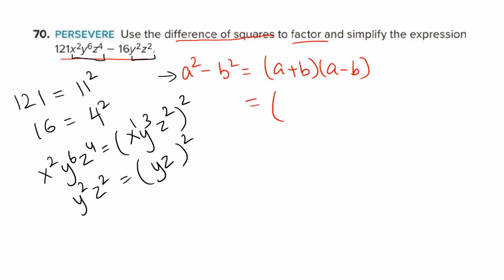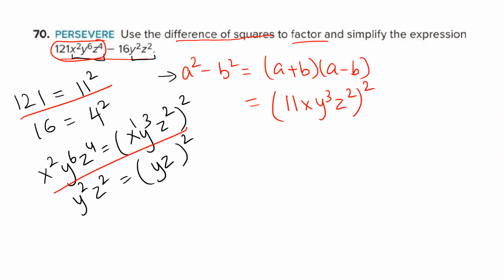What I'm going to do is replace the first term with this and this. So I'm going to replace my 121 with 11², and I'm going to replace my x² y⁶ z⁴ with (x y³ z²) and give it a power 2. So I've basically rewritten the same thing in a square form.